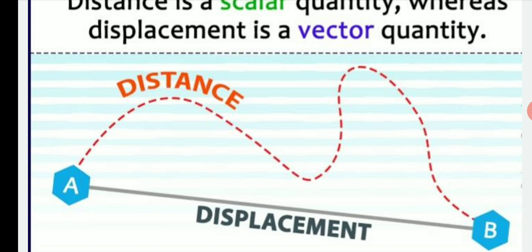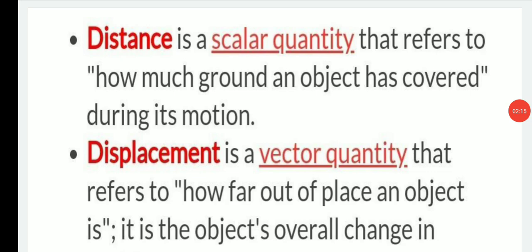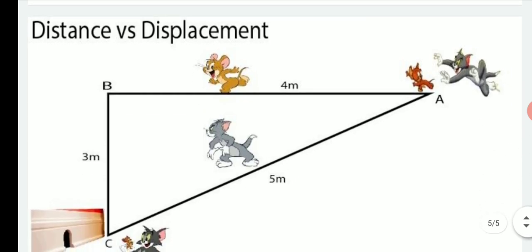Whereas displacement is a vector quantity. A vector quantity has both magnitude and direction. So definitely we need to mention what is the direction we need to follow. So I gave you here definitions very clearly. Distance is a scalar quantity that refers to how much ground an object has covered during its motion. Whereas displacement is a vector quantity that refers to how far out of place an object is. It is the object's overall change in position. So in this image, distance versus displacement.